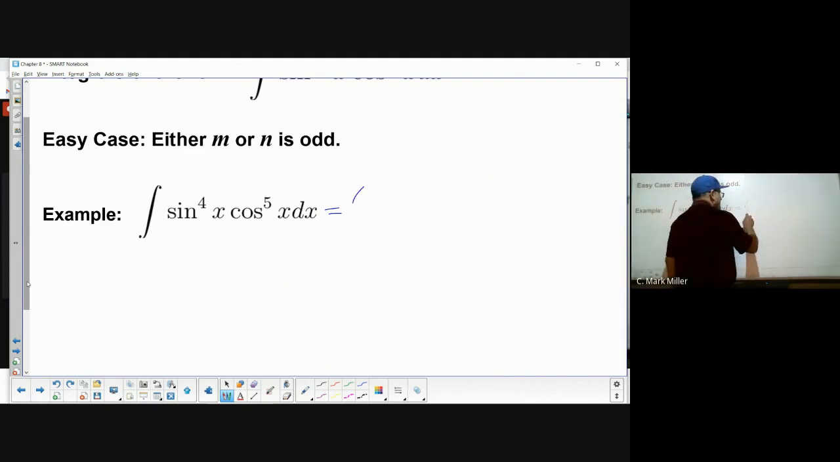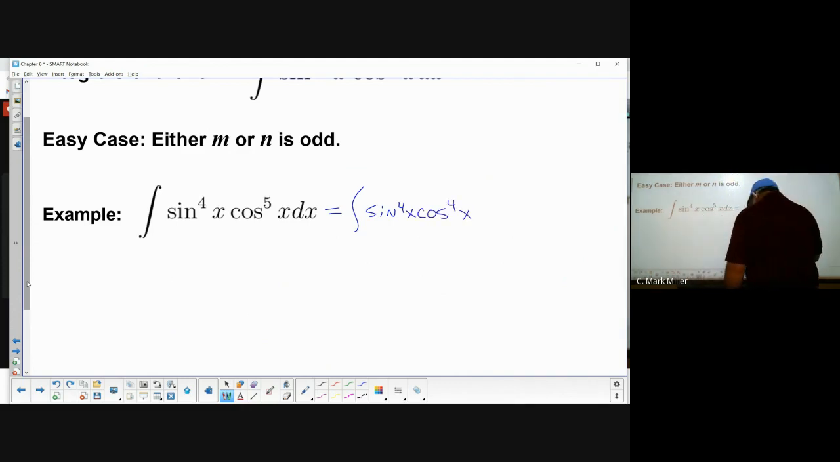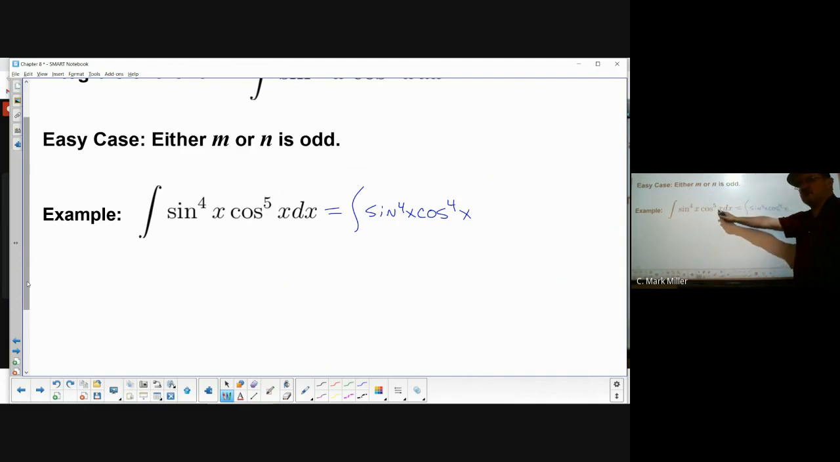This is the integral of sine fourth x cosine fifth x dx. I'm going to peel off one of these cosines. I have a cosine to the fifth, so I'm going to write that as cosine to the fourth times cosine to the first. So when one of these powers is odd, I can take the odd one and peel off one of those. It's no longer odd, it's even now. I move it over there, and we're going to save that.